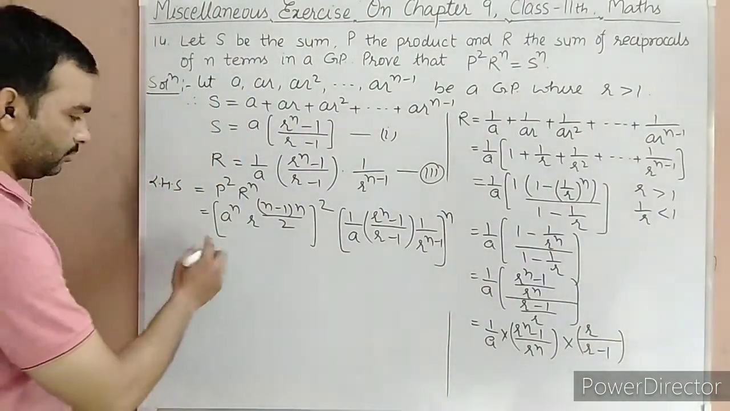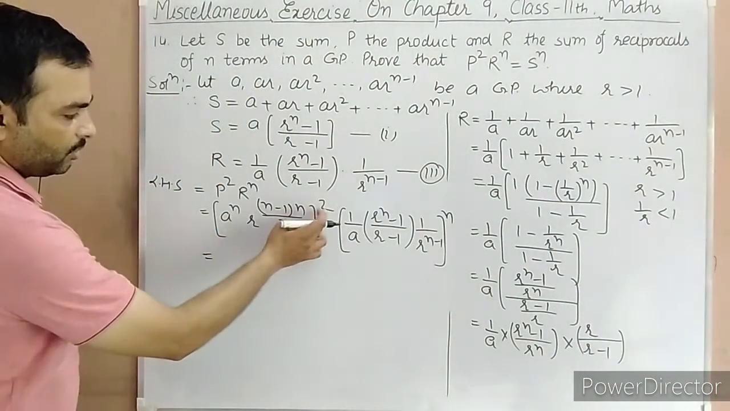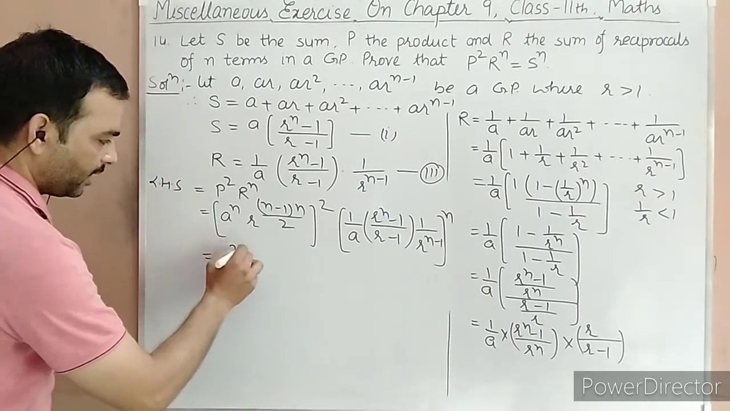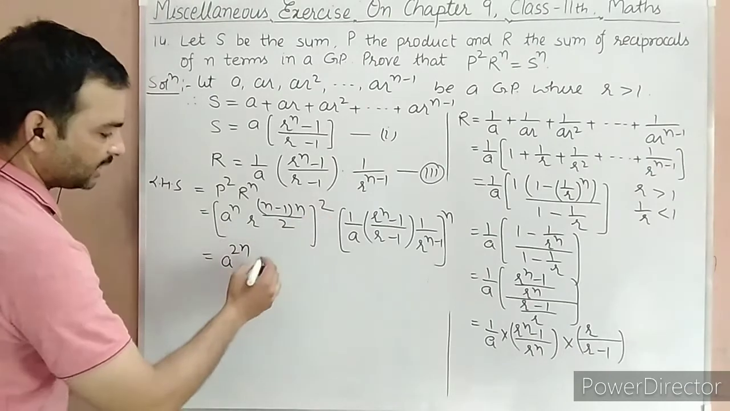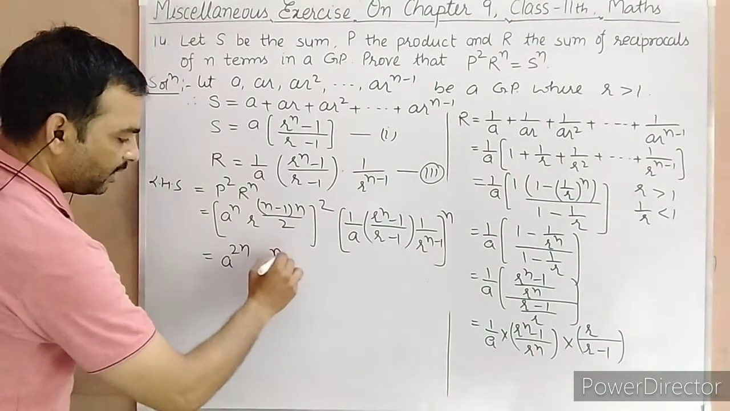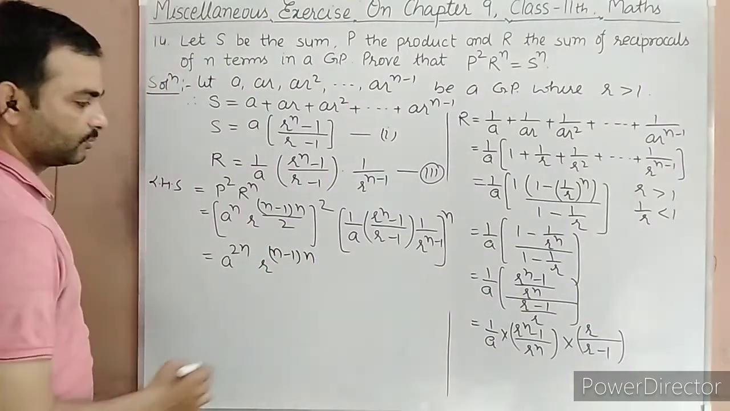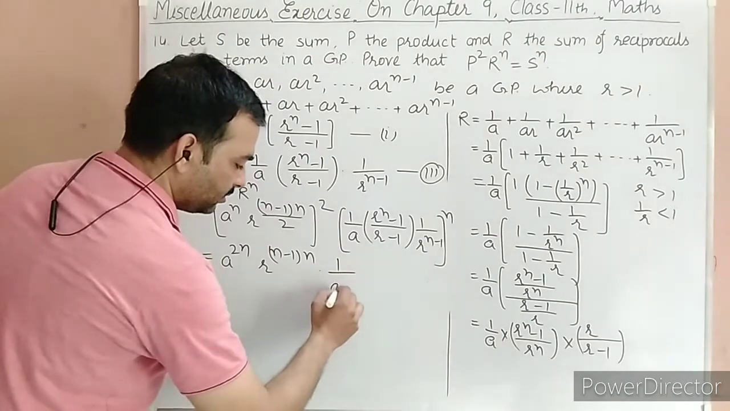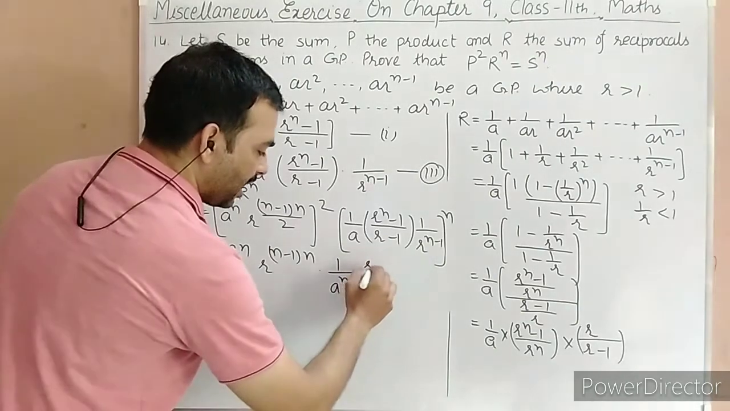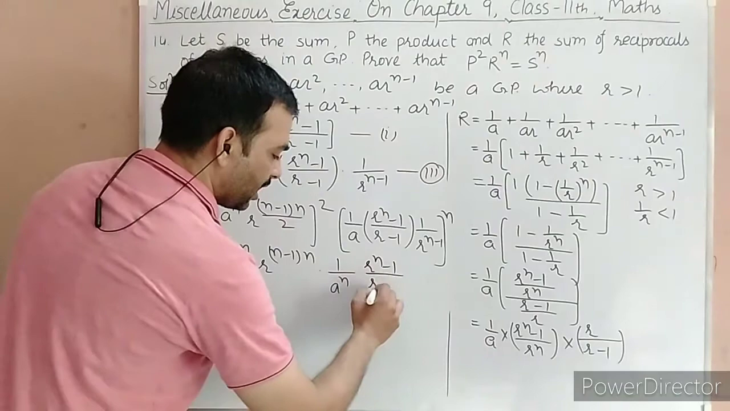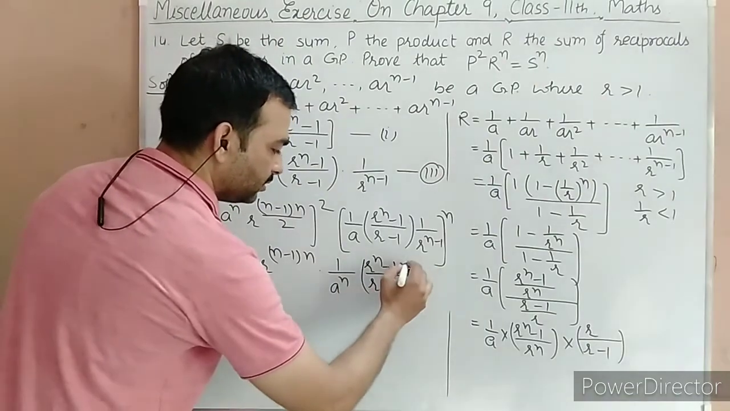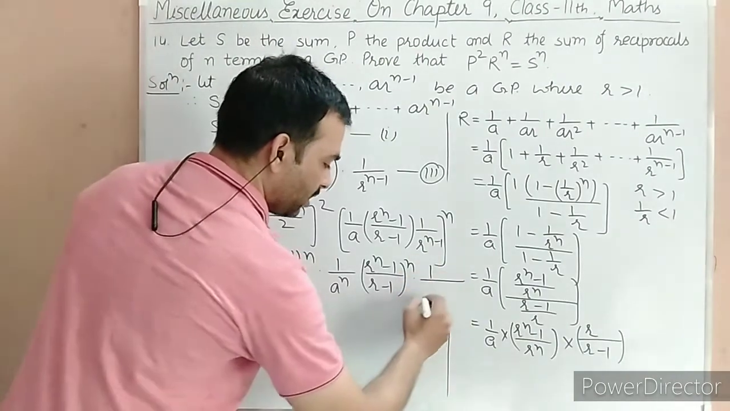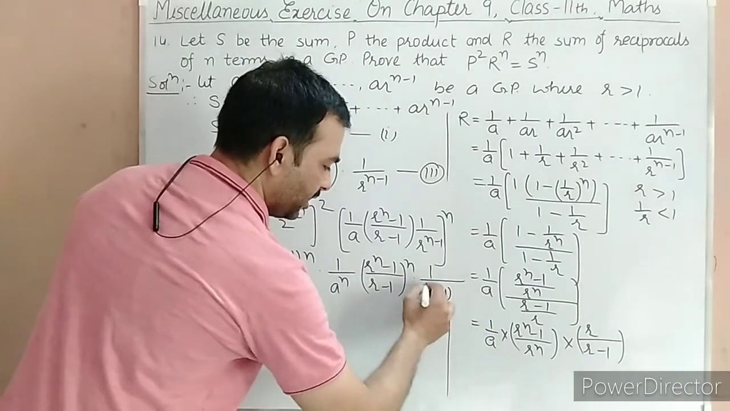Now solve it. Squaring all terms, so a power 2n. Here 2 and 2 cancel out. We get r power n minus 1 into n. Here 1 upon a power n, and r power n minus 1 upon r minus 1 whole power n. Okay, and here 1 upon r power n minus 1 into n.